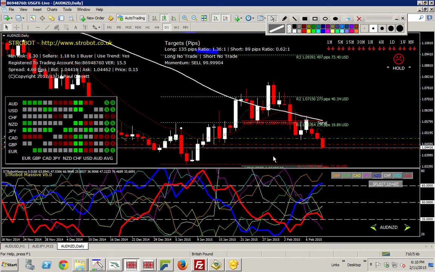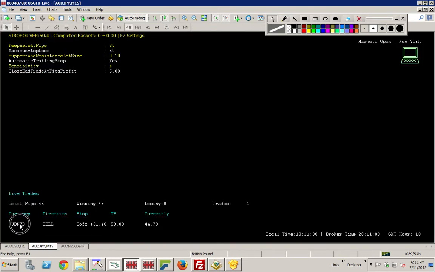Here's our Aussie New Zealand sell. Look where STRobot's, you can see the bottom fib level there, and we're just about to close our trade. In fact, very, very close to closing our trade. Click on Aussie New Zealand there, it should change the hourly as well for us.